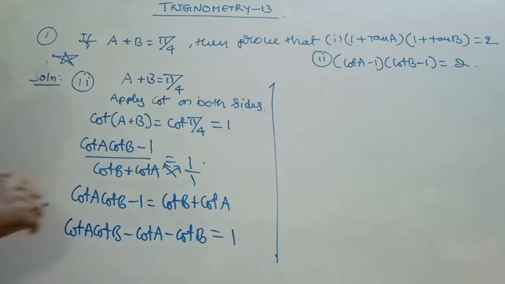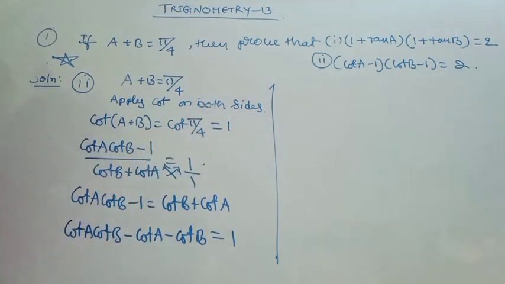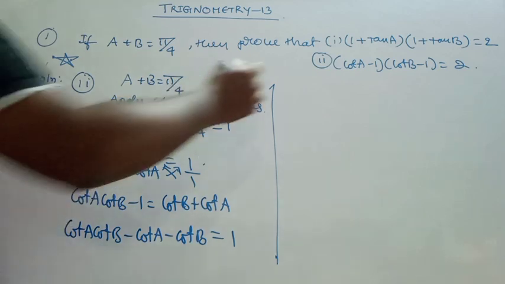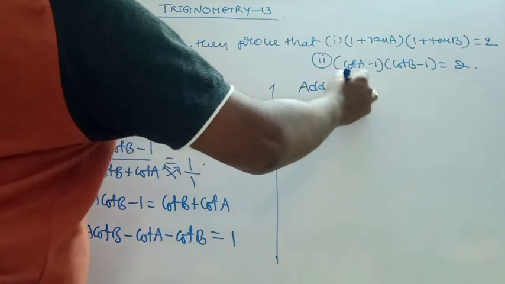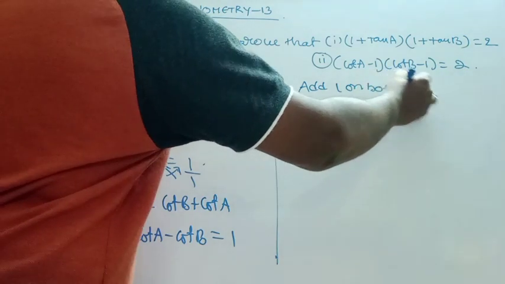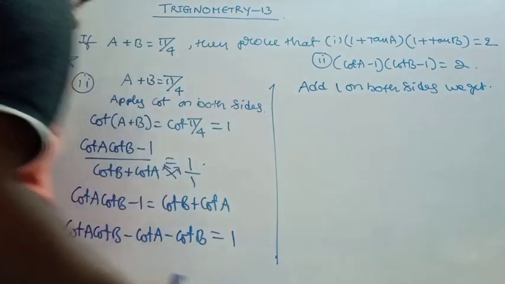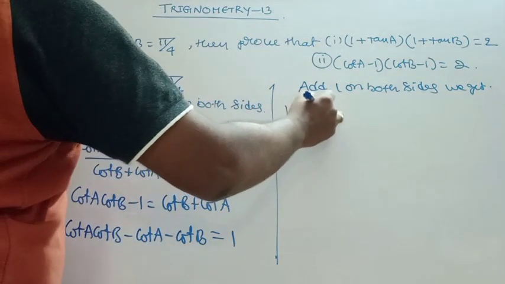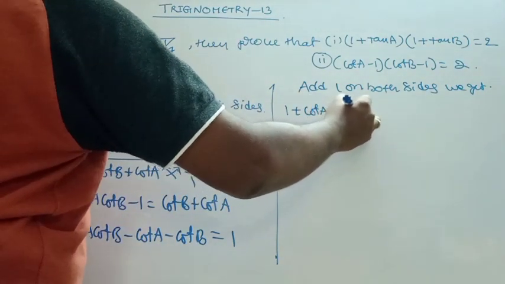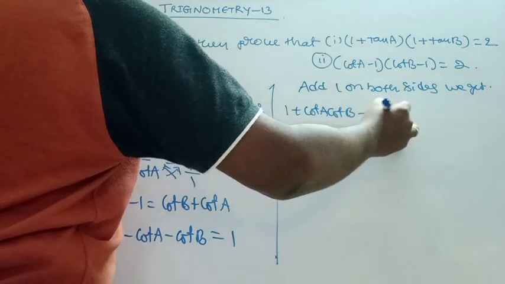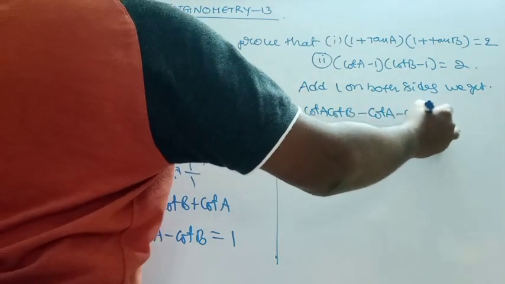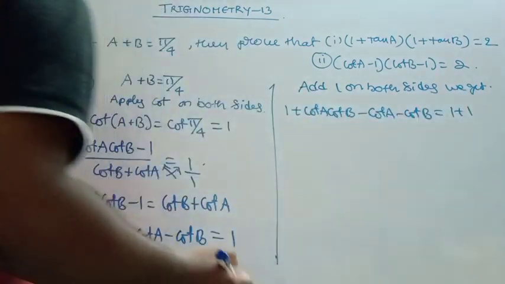Now after getting that cot A cot B minus cot A minus cot B equal to 1, you add 1 on both sides to this also, right? If you add 1 on both sides, we get 1 plus cot A cot B minus cot A minus cot B is equal to 1 plus 1, like this.